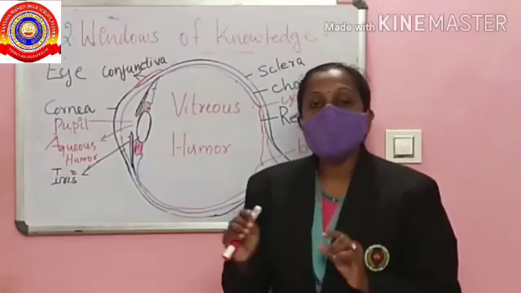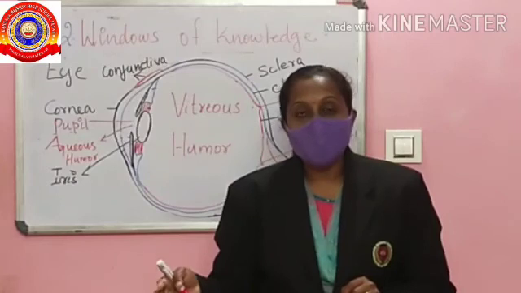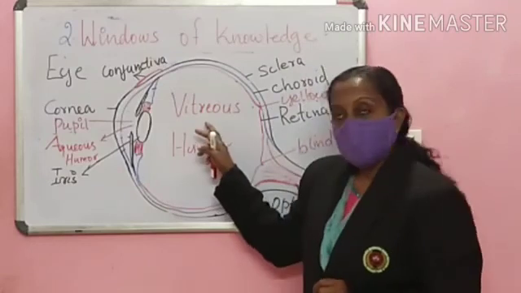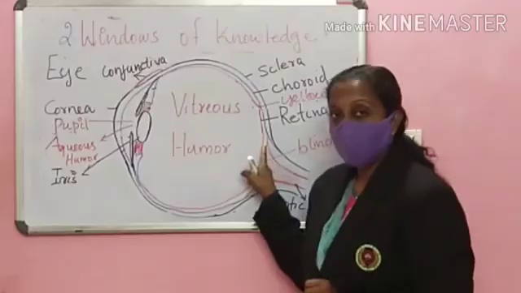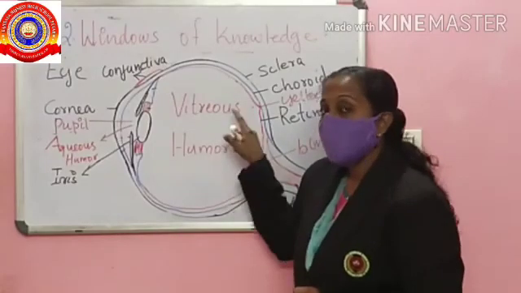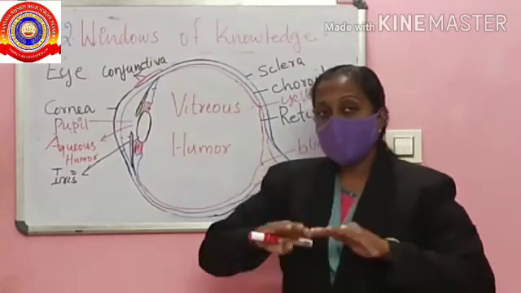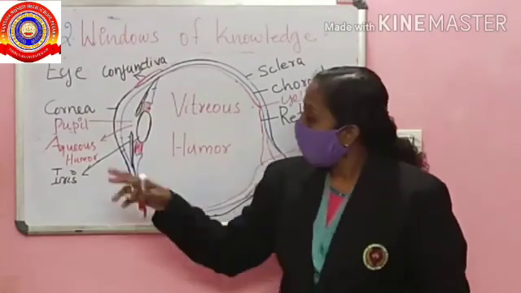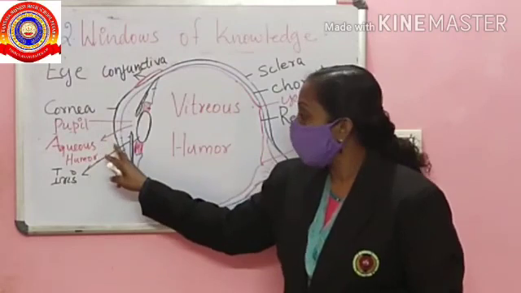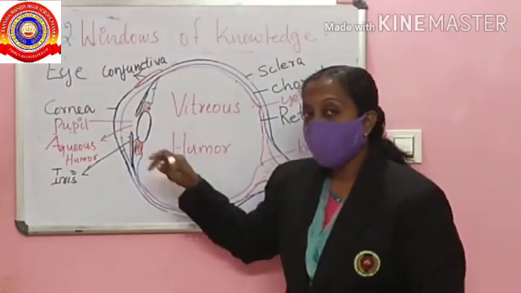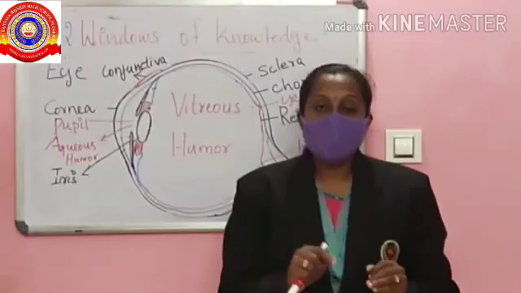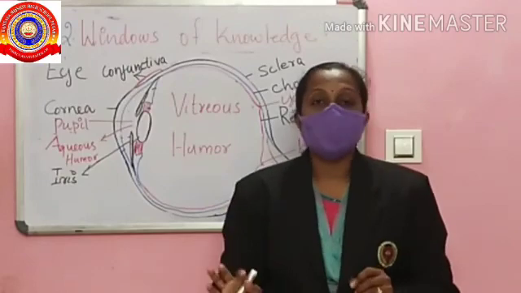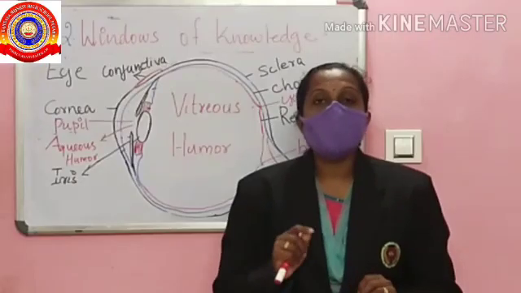Here you will get a question. What is the difference between aqueous humor and vitreous humor? How can you write the answer? First one is the vitreous humor. Vitreous humor is seen between lens and retina. It is a jelly-like substance. The function is it maintains the shape of the eye. Aqueous humor is seen between the lens and the cornea. It is a watery fluid and the function is it provides oxygen and nourishment to the tissues of the eye. This question you also have to write in the notebook.